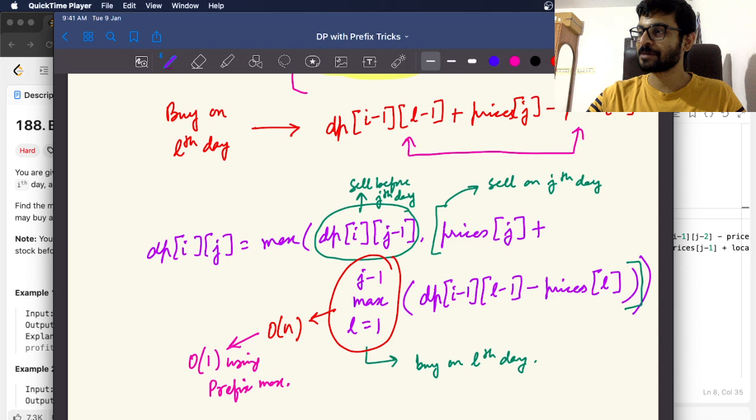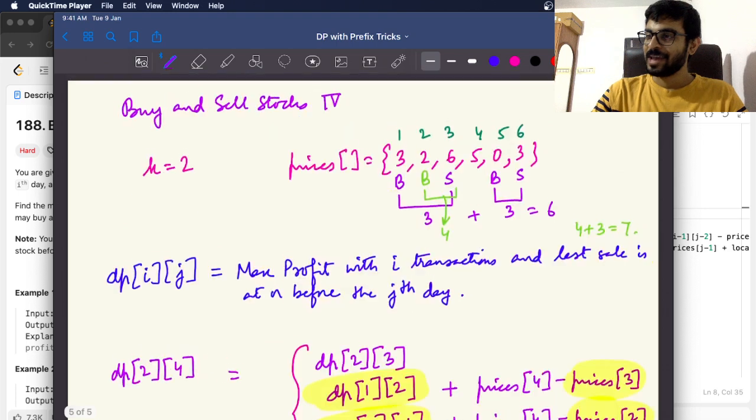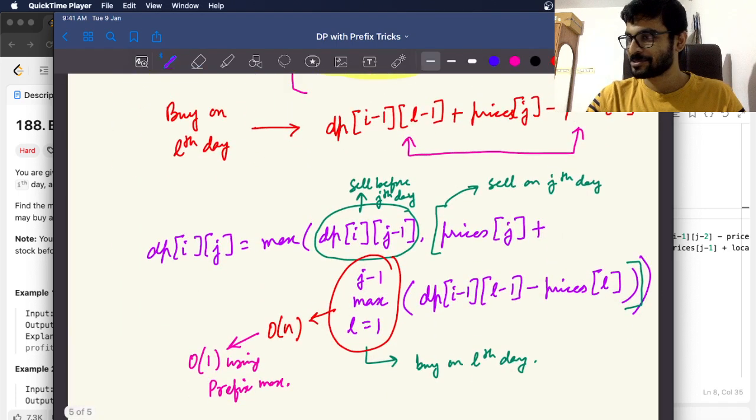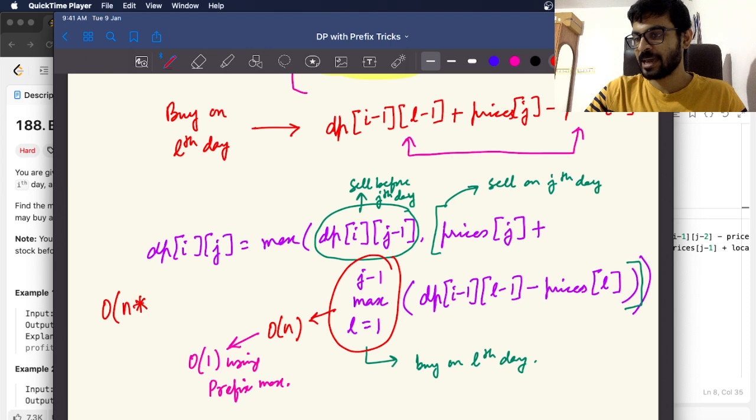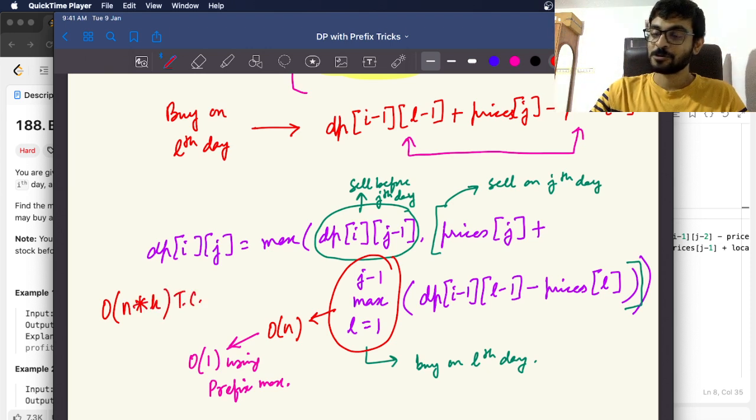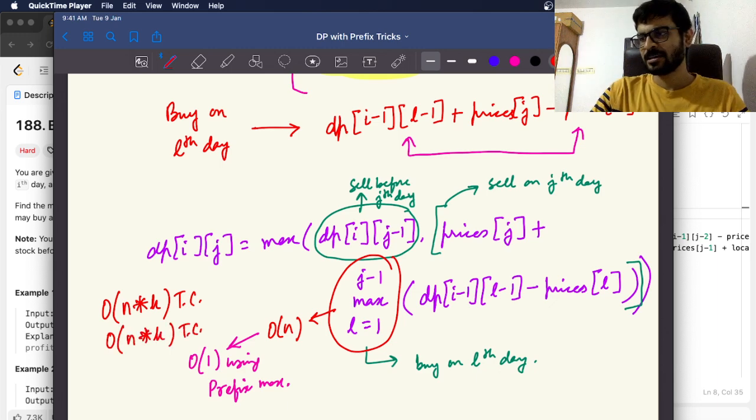So overall, the time complexity will go up to big O(1) for every state, which means a total of big O(n × k) time complexity, and the space complexity will go up to big O(n × k), which can be optimized if you want.